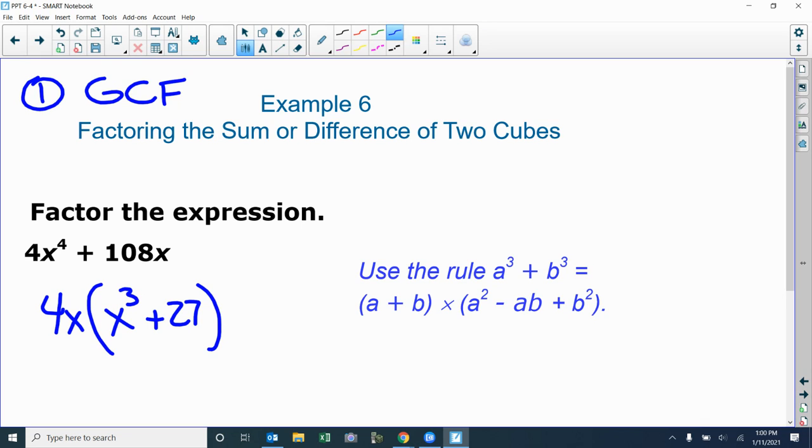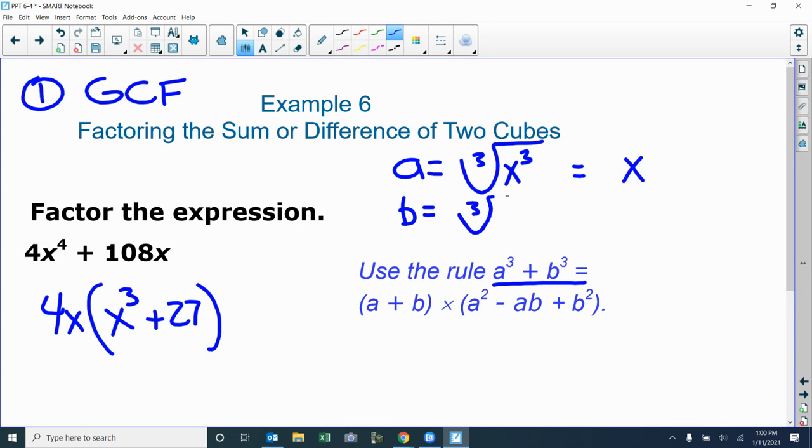3. Now, all we need to do is figure out, this is in this form right here, a cubed plus b cubed. You have to figure out what a is and figure out what b is. Well, a is the cube root of the first term, x cubed. Well, what is the cube root of x cubed? It's x. What is the cube root of 27? What times what is 27?